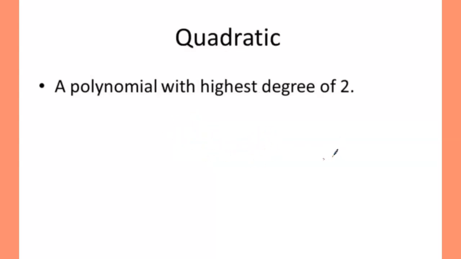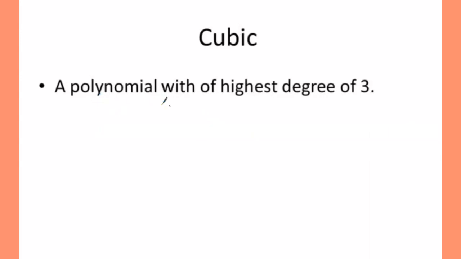Then quadratic has the highest degree of 2. So if we have 2x squared plus 2x, here the highest exponent is 2, so this becomes quadratic. Cubic is a polynomial with the highest degree of 3. Anytime you see this in it, this is a cubic, because if there is some kind of equation here, you can't say it's quadratic because that's not the highest. The highest is 3, so this is a cubic.